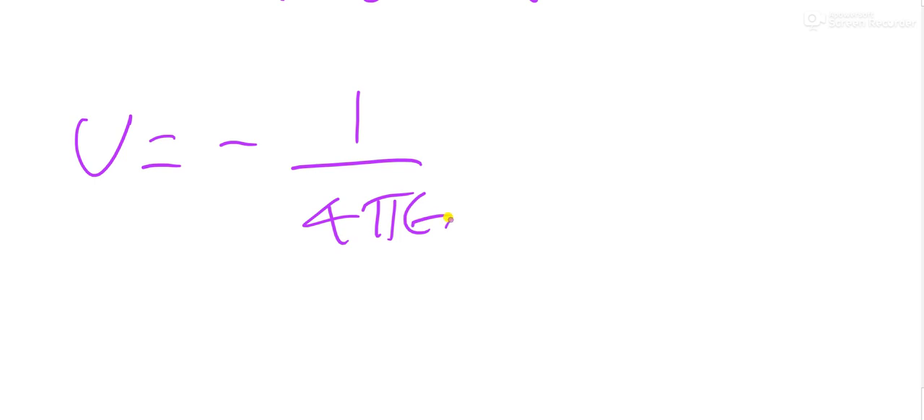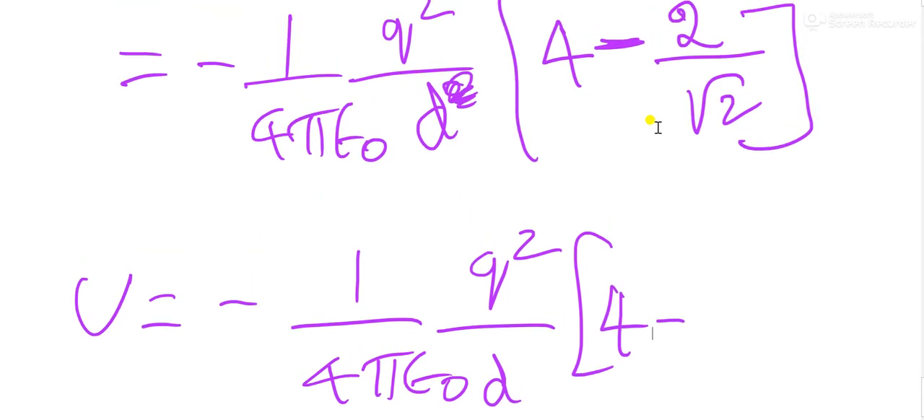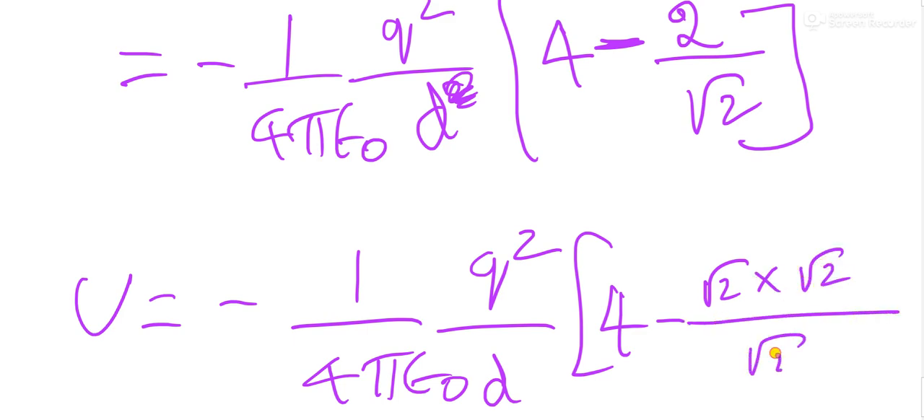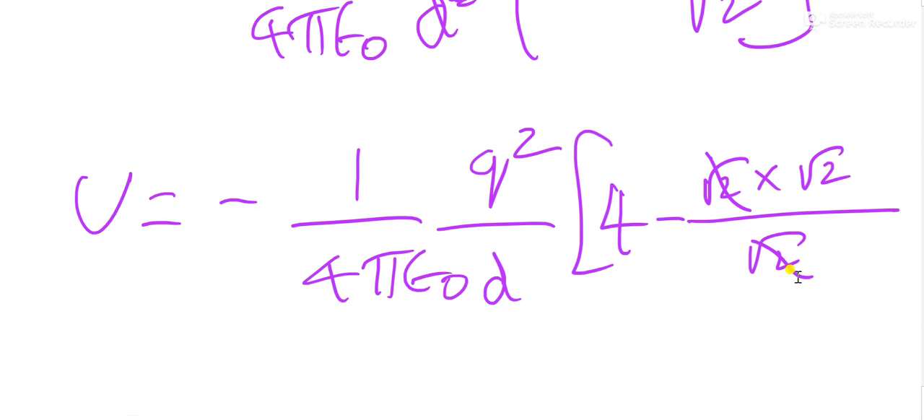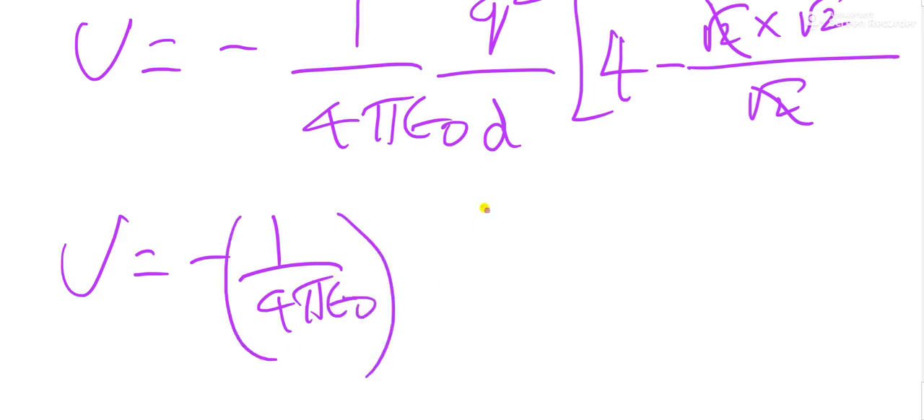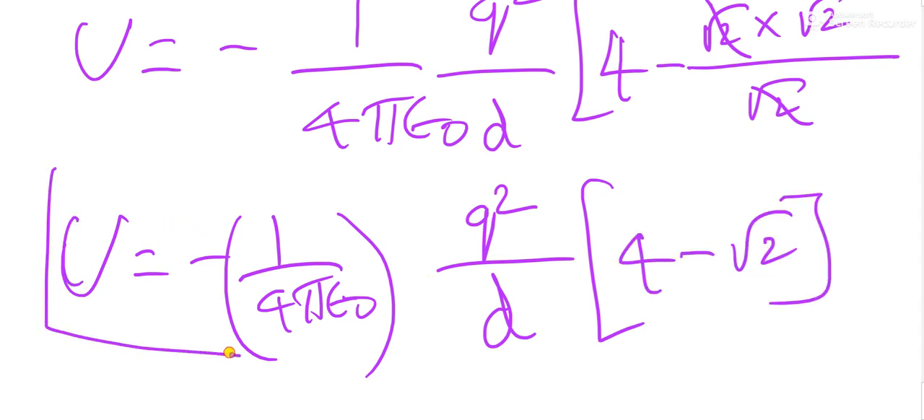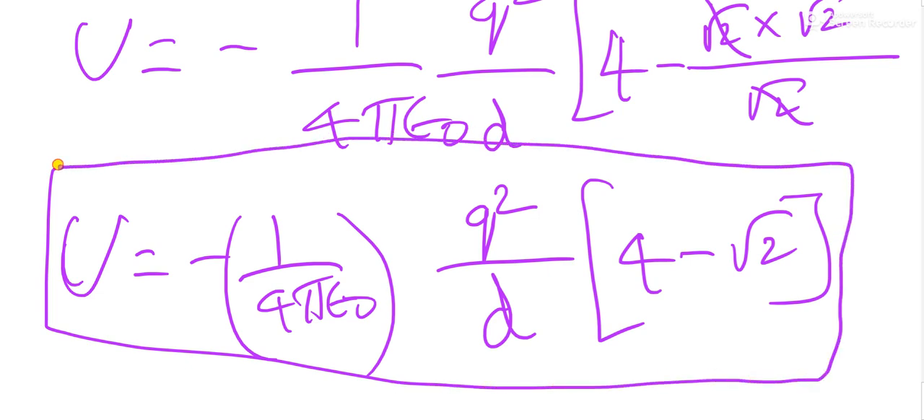So u is equal to minus 1 divided by 4 pi epsilon naught q square divided by d, into 4 minus. See here, 2 we can write as root 2 into root 2, divided by root 2; root 2 gets cancelled. So we'll get 4 minus root 2. The answer is u is going to be minus 1 divided by 4 pi epsilon naught, which is going to be called k, q square divided by d, the bracket 4 minus root 2. This is the final energy. It is the solution for question 1.